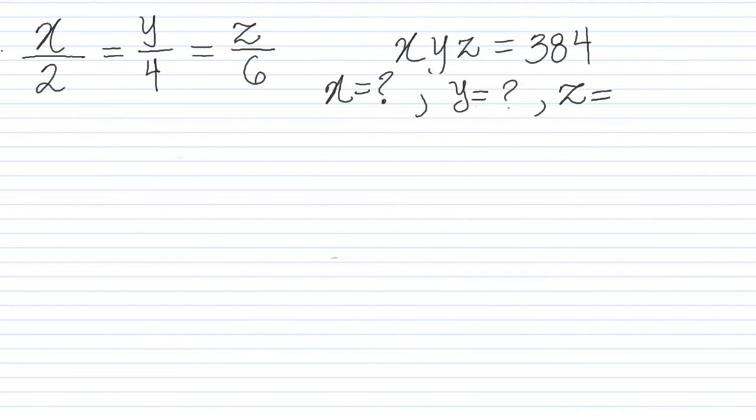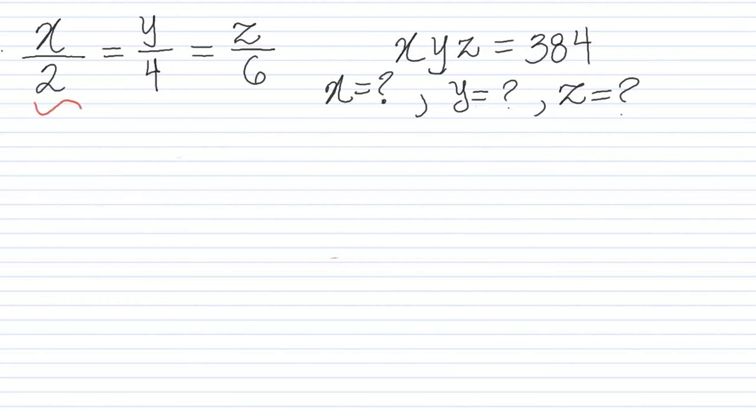So we want to get the value of x, get the value of y, as well as get the value of z. Now, when you see this question, the first thing you might think is, oh my God, this is so complicated. What am I supposed to do? Well, just like anything in math, you're going to find a way to simplify the question in order to solve it easier. So the first thing I'm going to do is, you have x over 2 equals y over 4 equals z over 6.